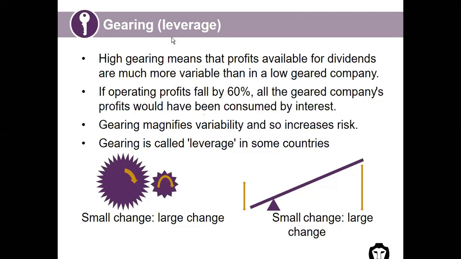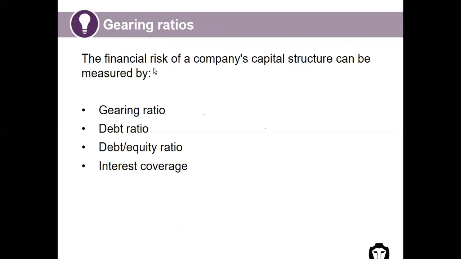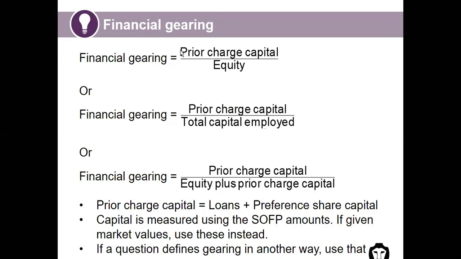Gearing or leverage. Gearing and leverage, they mean all the same. It's the same thing. Gearing ratios: the financial risk of a company's capital structure can be measured by gearing ratios. You remember from F7, even from F3, you've got the debt ratio, debt equity ratio, and interest coverage ratio. We'll see them. Financial gearing is prior charge capital over equity.